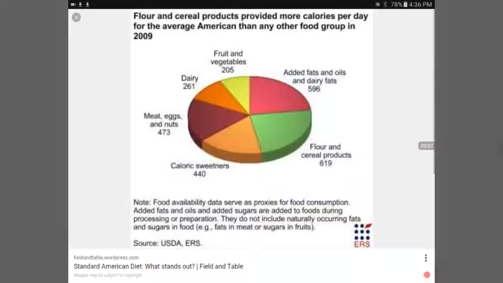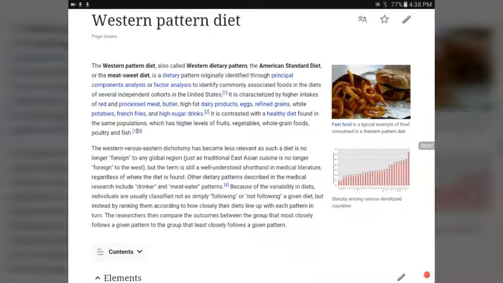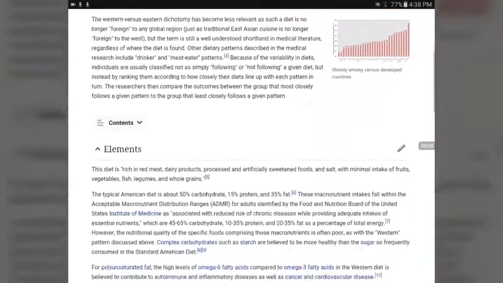This next one is different still and shows a completely different makeup of foods in the American diet, but this one is based on the availability of foods. So I'm just more confused now because this is different. Okay. So if you Google standard American diet and click on the Wikipedia page, they call it the Western pattern diet or the American standard diet, meat sweet diet.